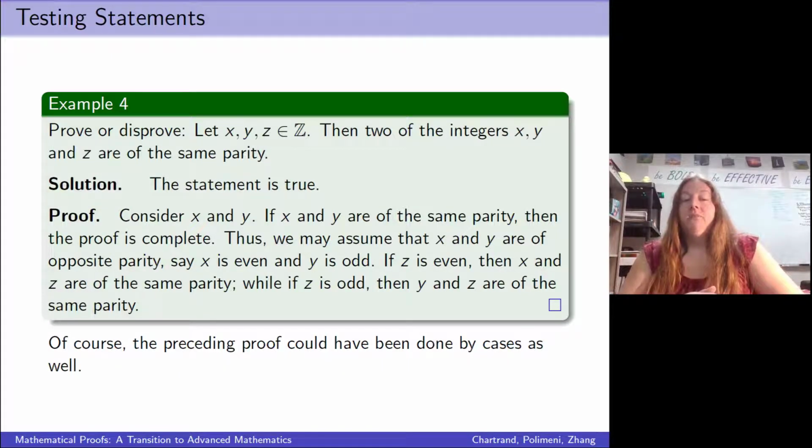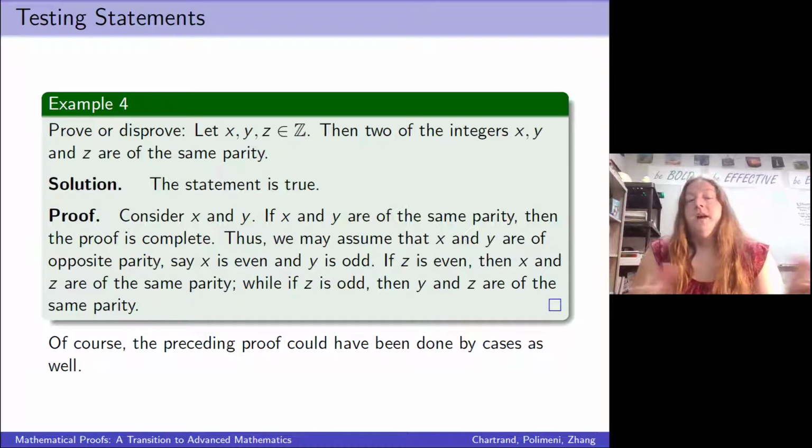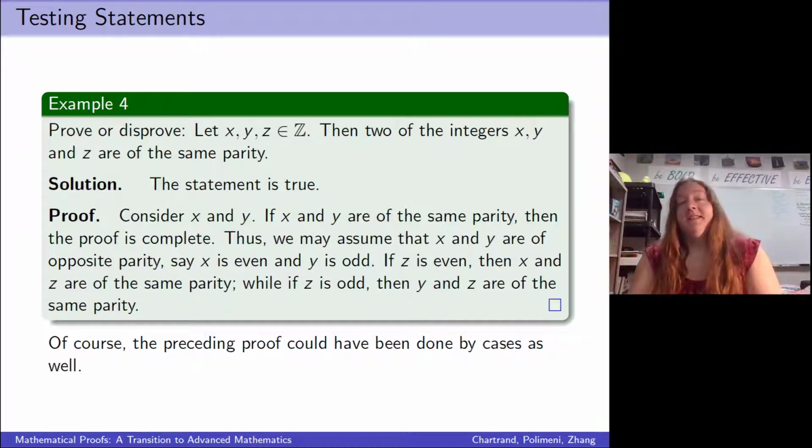Well, now I'm going to consider x and y. I'm going to take two of the integers to prove this and say, well, if they're opposite parity, then I need to do some more, but if they're the same parity, then the proof's complete. So let's say they're opposite parity. Well, then, without loss of generality, I can say x is even, y is odd, right? Well, then z has to be either even or odd. If it's even, then x and z are both even and have the same parity. If z is odd, then y and z are both odd and have the same parity.